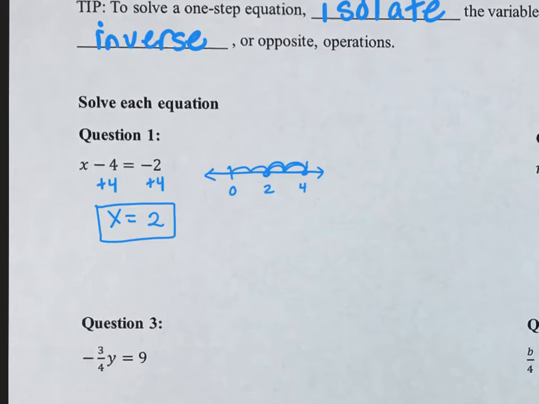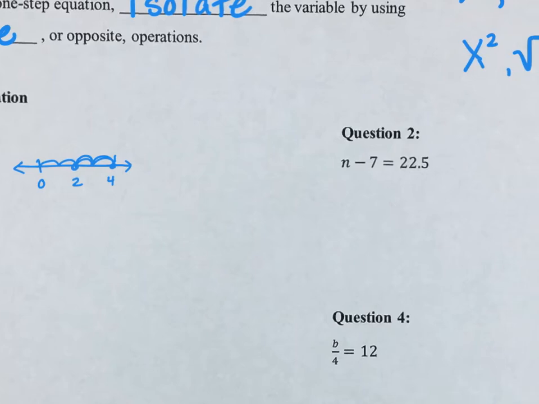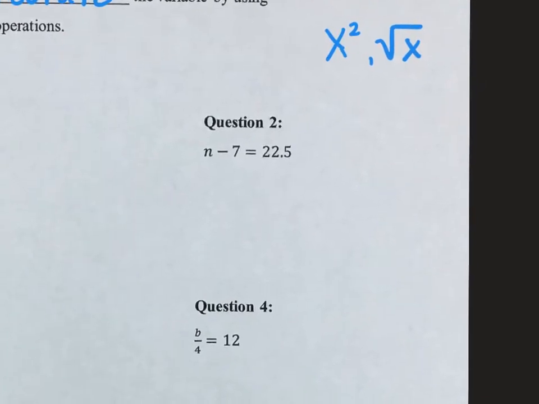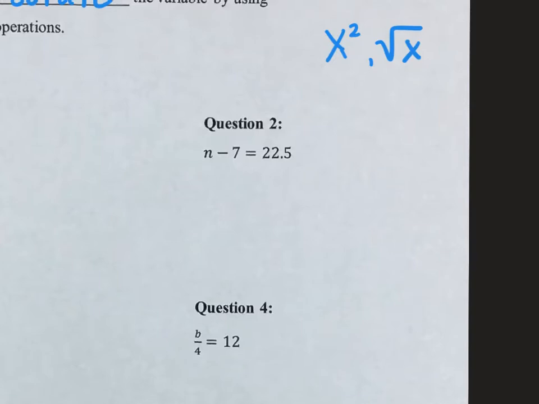Example number 2. Again, I am isolating my variable using my inverse operations. The inverse of negative 7 is a positive 7. So the opposite of negative 7 is positive 7. Let me erase that, I'm sorry. Let's get started again. Sorry about that. So minus 7 inverse is plus 7.